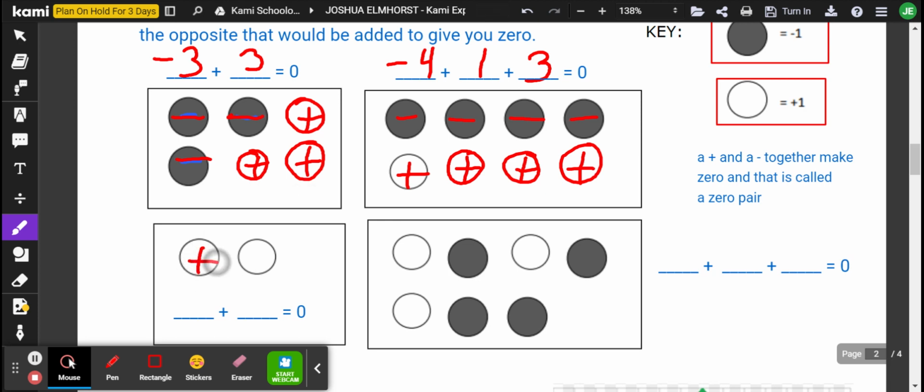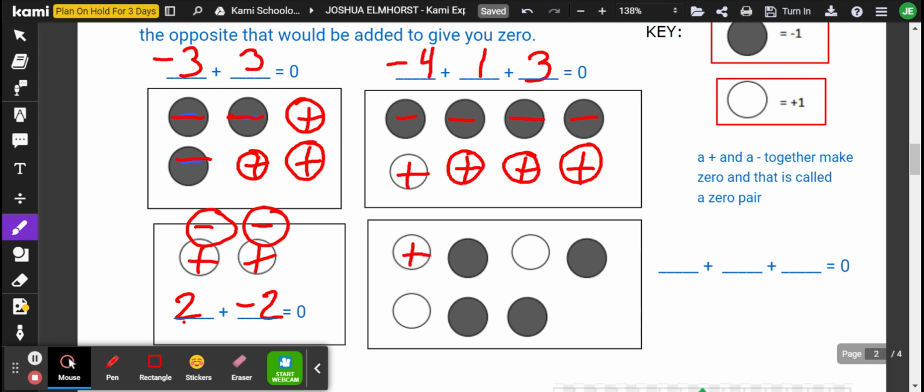So here we have 1, 2 positives. And from +2, you would need together 2 negatives to get you back to 0. And we can model this up here, 2 negatives to give you 0.